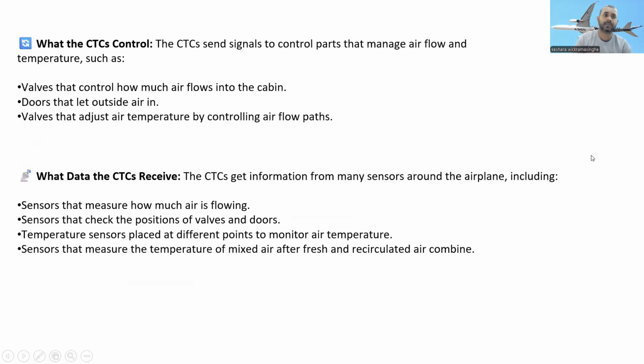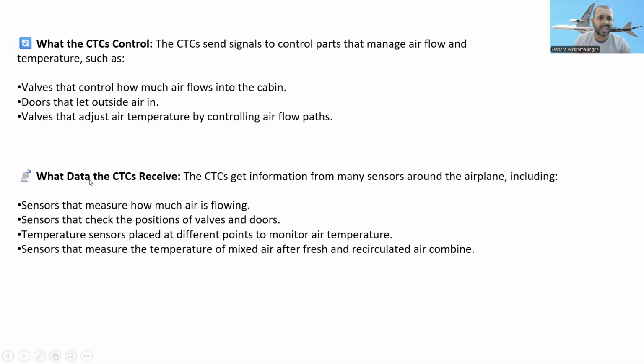All right. So now, what does the cabin temperature control do? The cabin temperature control sends signals to control parts that manage airflow and temperature, such as valves that control how much airflow goes into the cabin. Okay, so the CTS controls the valves that control how much air flows into the cabin, and the doors that let outside air in, and the valves that adjust air temperature by controlling the airflow.